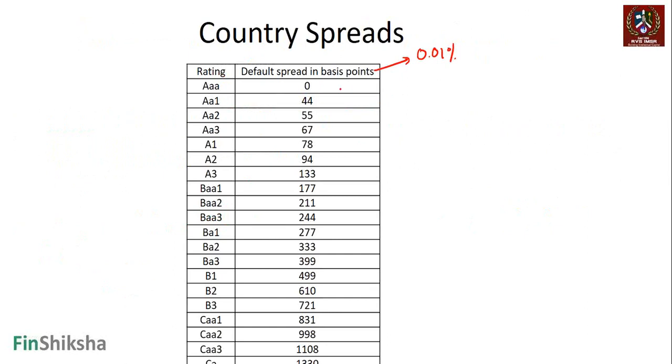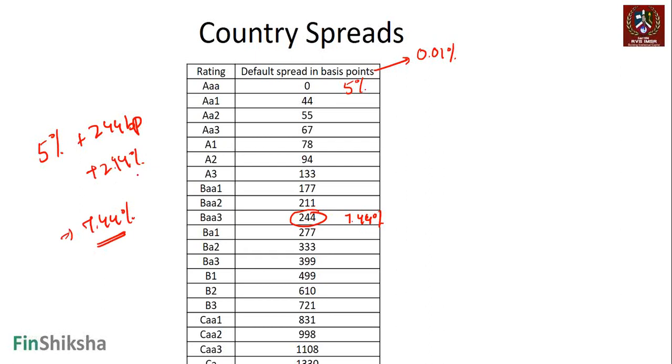So if your AAA bond is rated at 5%, then your BAA3 would be rated at 7.44%. Why? 5% plus 244 basis points, that's equal to plus 2.4%, or 2.44%. That gives you 7.44%, right? So that's the default risk-free rate that you're trying to calculate using this.